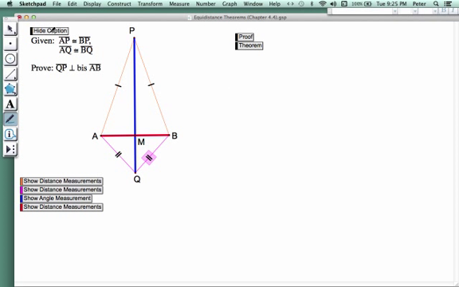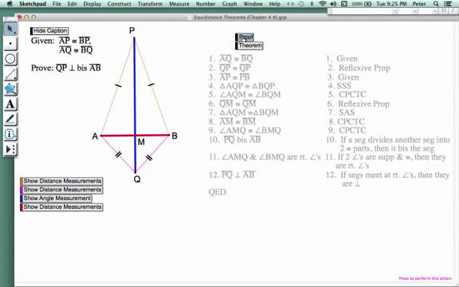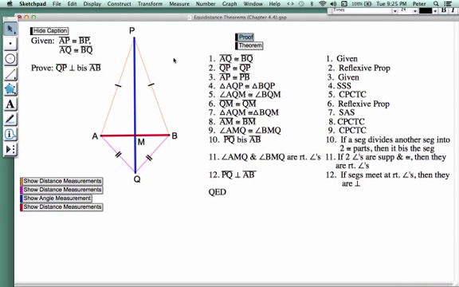Okay, let's take a minute and let's go through the proof. We can see we take care of our givens that AQ and BQ are congruent. And so there, by the reflexive property, PQ is congruent to PQ.